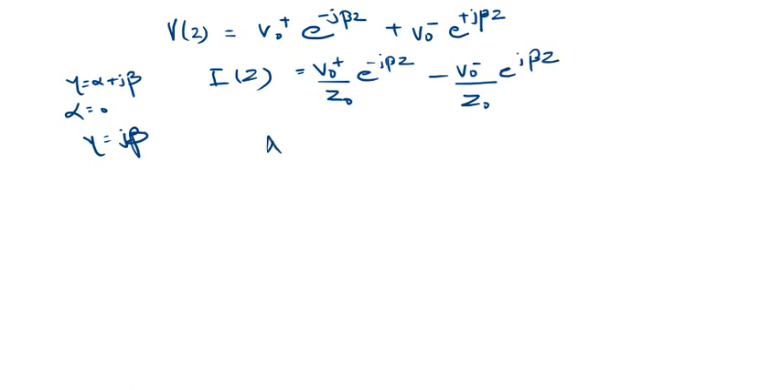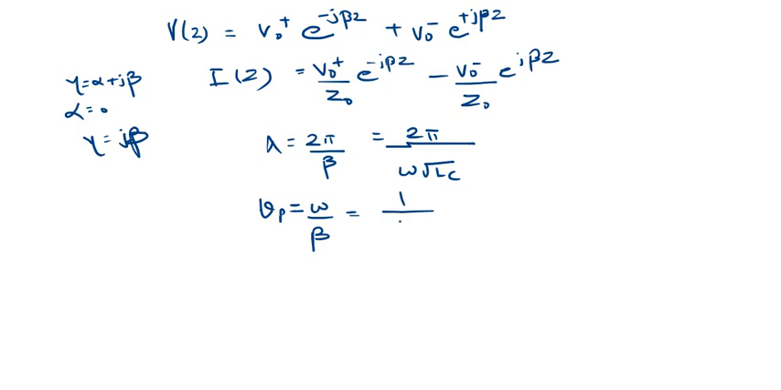What is lambda? Lambda equals 2 pi divided by beta, which equals 2 pi divided by omega under root LC. And what is Vp? Vp equals omega divided by beta, which equals 1 divided by under root LC. So these are the equations for the lossless transmission line.